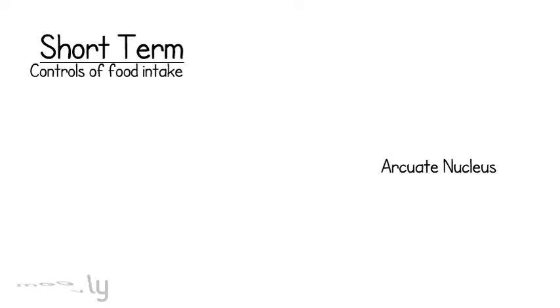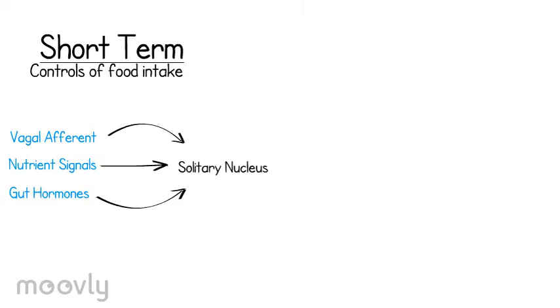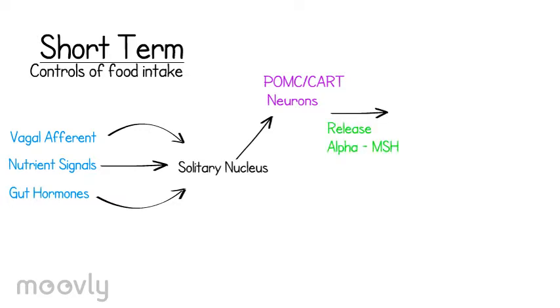Now we're going to look at the pathways of short-term food intake. There are two sets of opposing neurons in the arcuate nucleus, which is located in the hypothalamus of the brain. Starting with short-term controls, which are vagal afferents, which are activated by the distension of the GI tract, nutrient signals, which are glucose, amino acids and fatty acids, and gut hormones, which are insulin and cholecystokinin. Those go to the solitary nucleus in the brainstem. And when those three controls are stimulated, it activates the pro-opiomelanocortin/cocaine and amphetamine regulated transcript neuron. That neuron releases alpha melanocyte stimulating hormone, which activates the ventromedial nucleus neurons. Activating the VMN neurons releases corticotropin releasing hormone. All of that suppresses hunger.